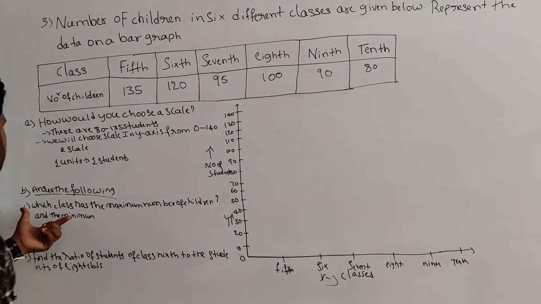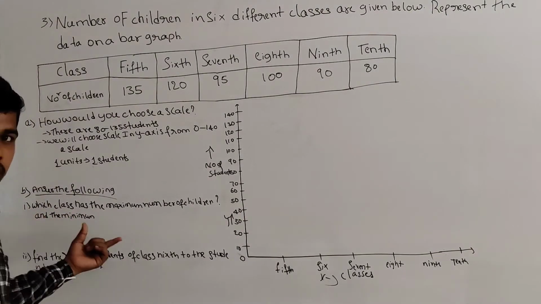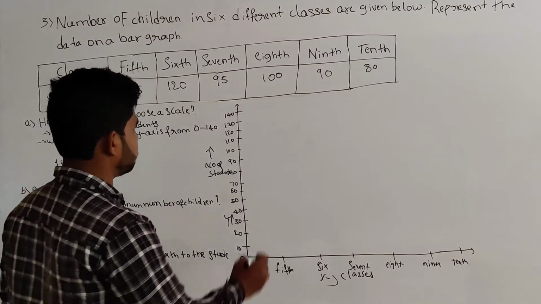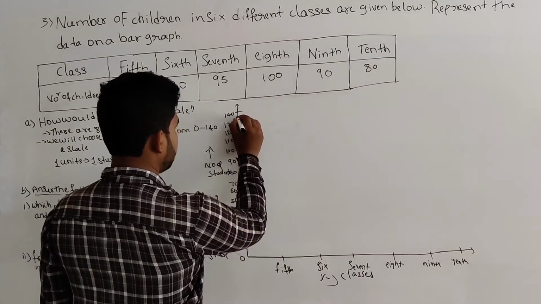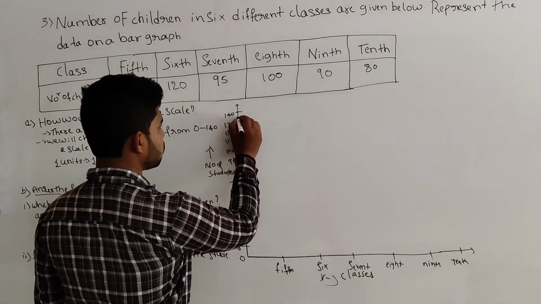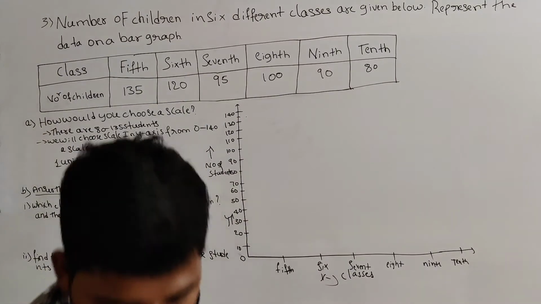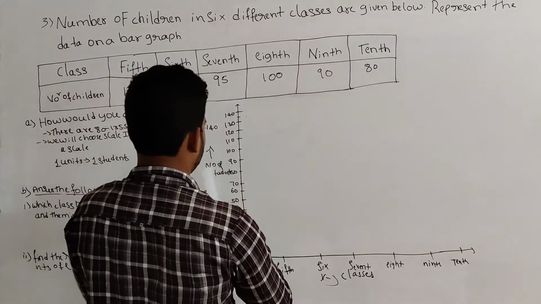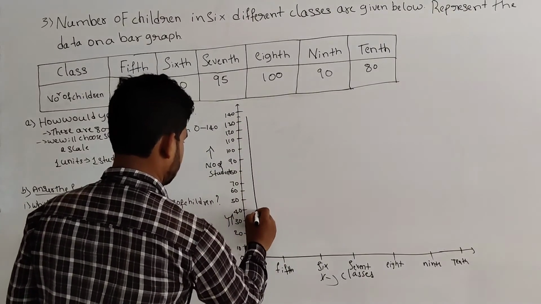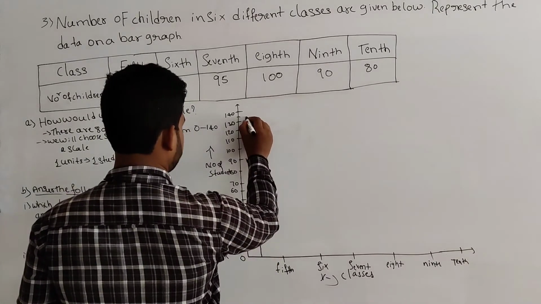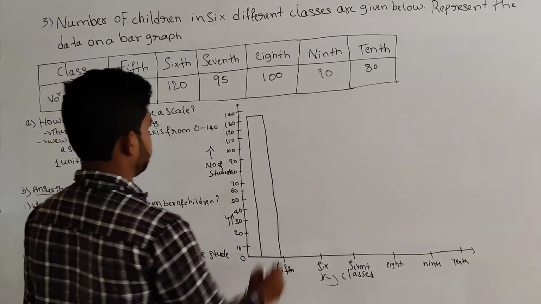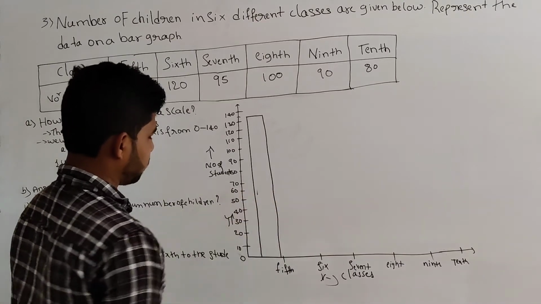Coming to the second question, answer the following. In the second question, sub question one: which class has the maximum number of children? First you should draw the 5th class having 135 students. Between 130 and 140 you will get 135. For the 5th class you get 135.